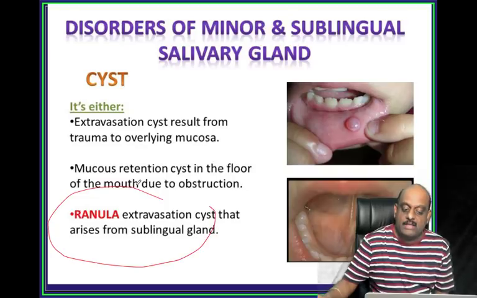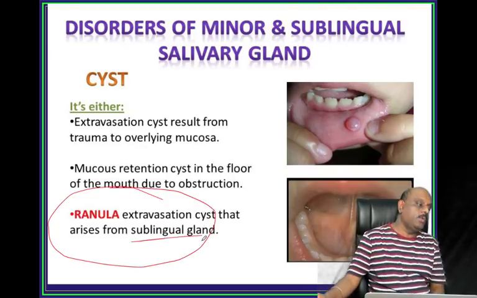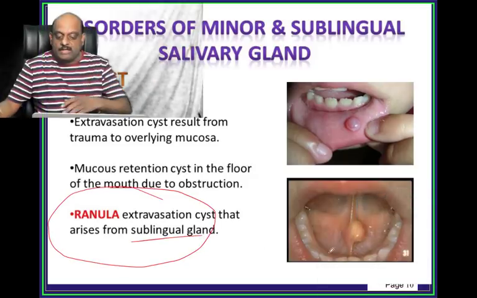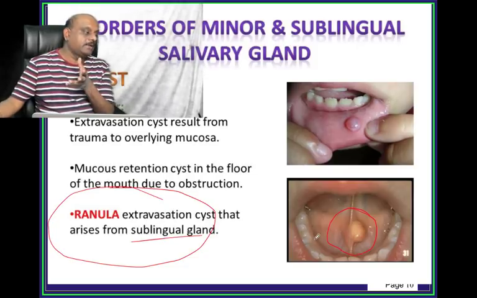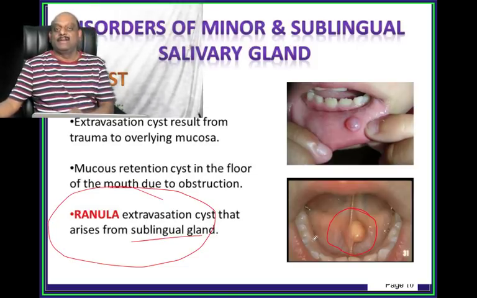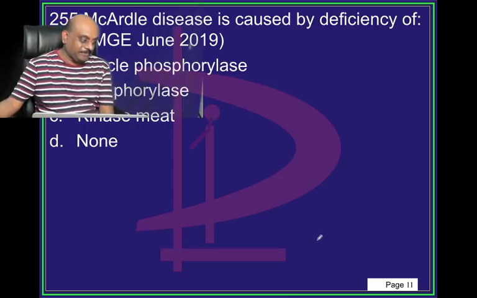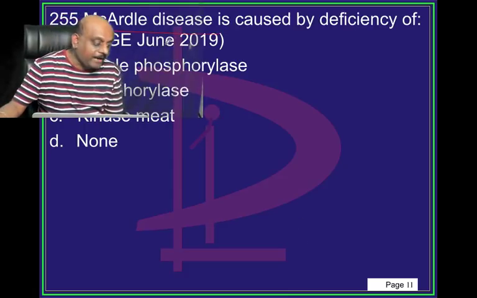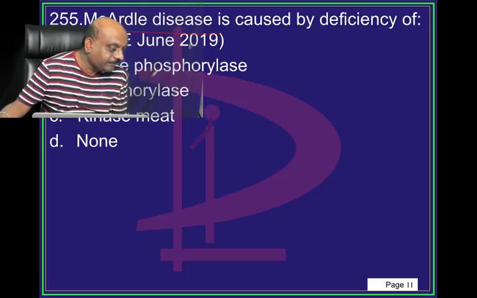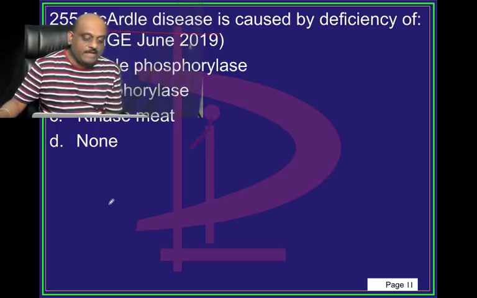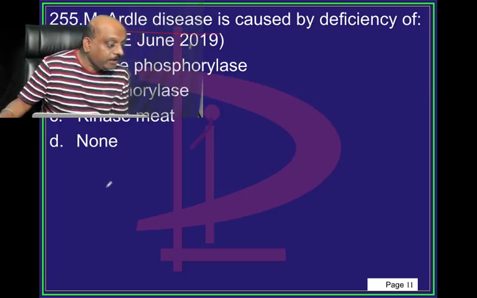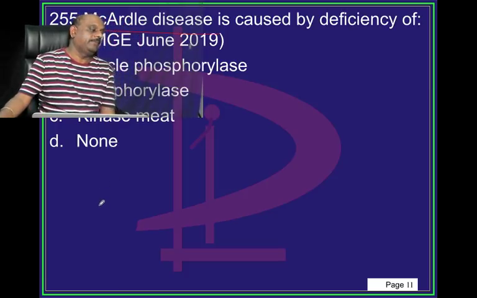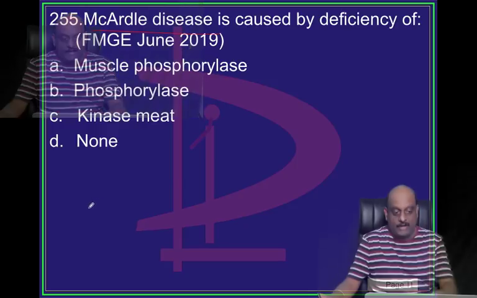So ranula is an extravasation cyst that arises from the sublingual gland. So tomorrow the examiner is going to give you a ranula and ask you to discover it in the image based MCQ. Very good. Gagan says, if you try to operate this sublingual ranula, lingual nerve is most commonly injured. Absolutely right, doctor.